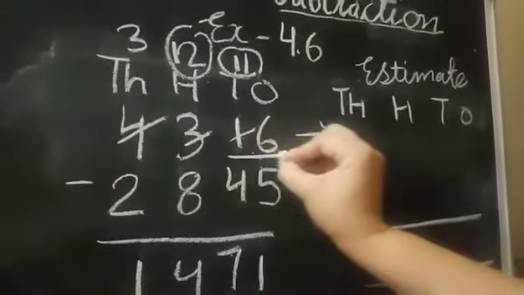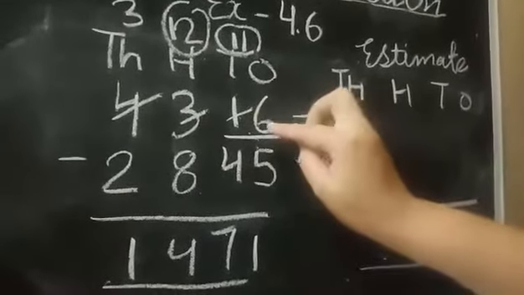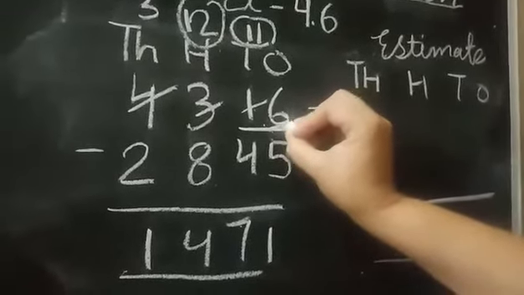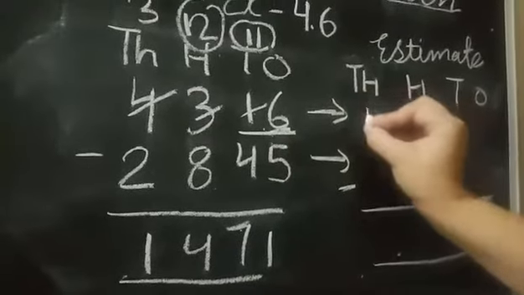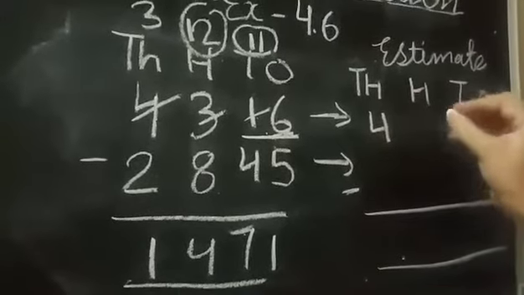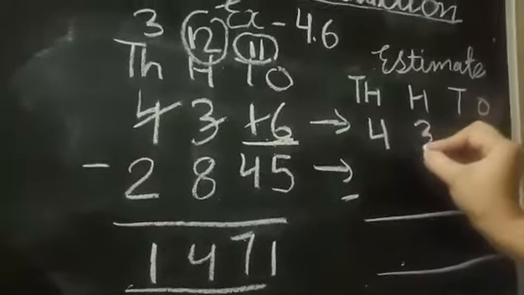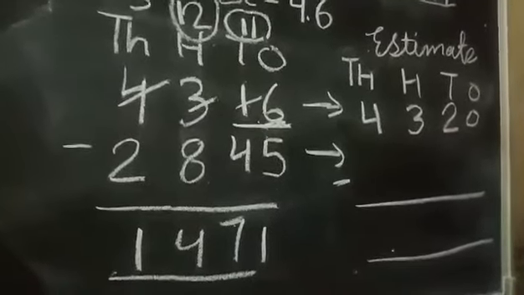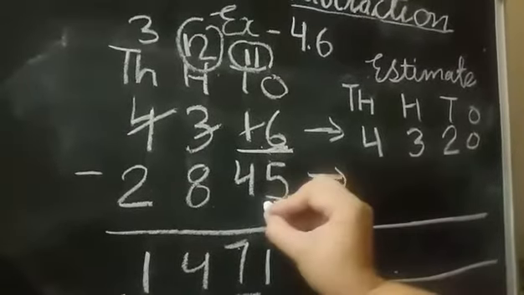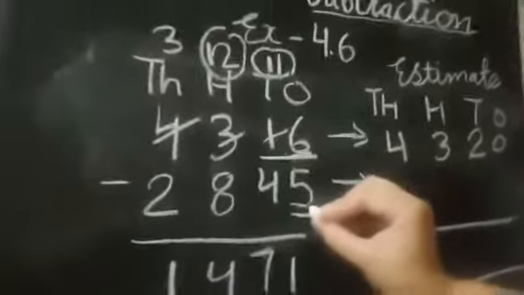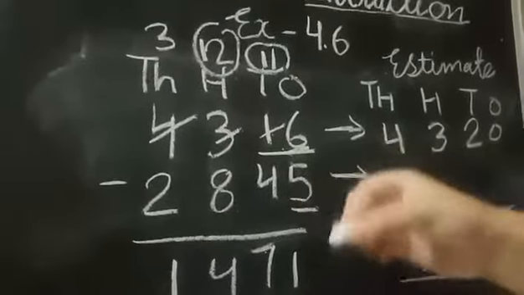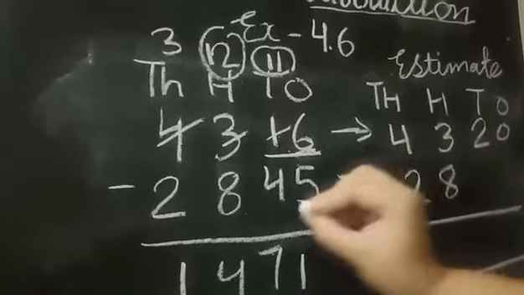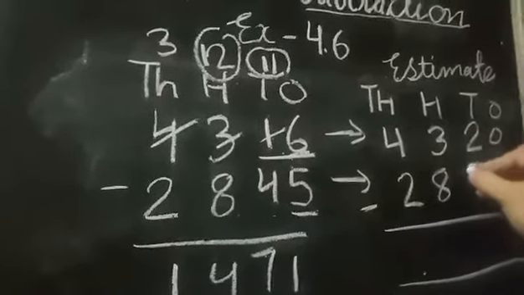It is 16. This digit is more than 5. It is 6, so it becomes 4320. 16 becomes 20. And here 5 is given, so it also increases to the next number. It becomes 2800. 45 becomes 50.